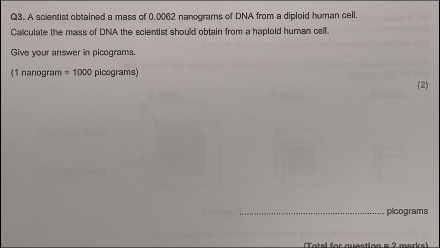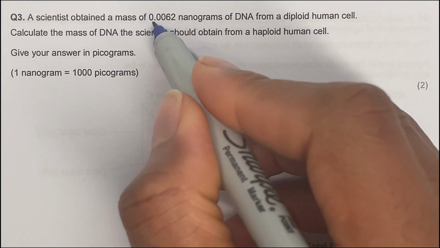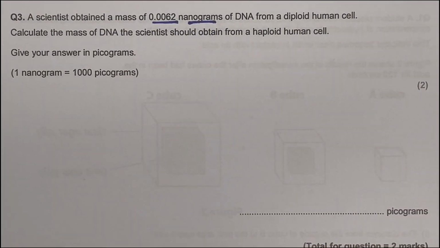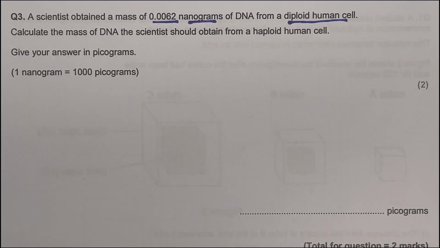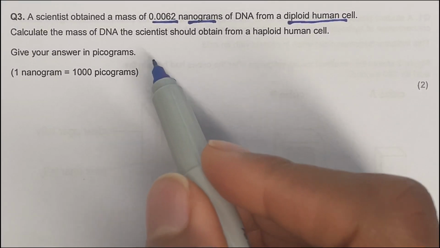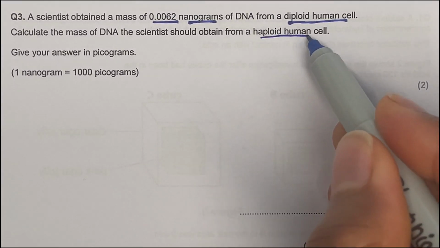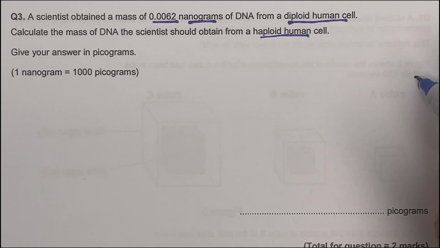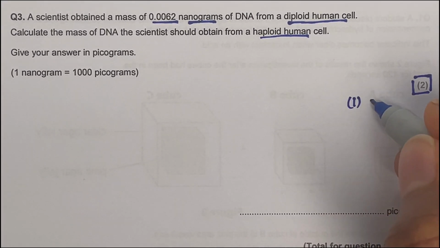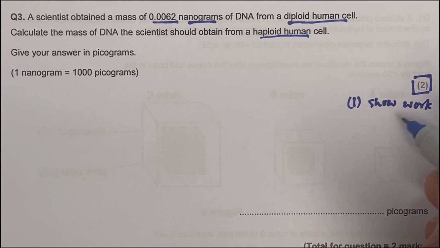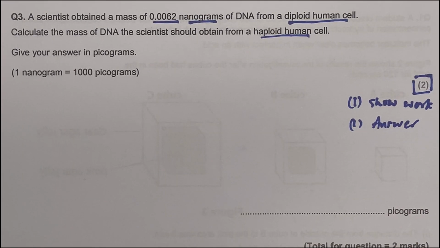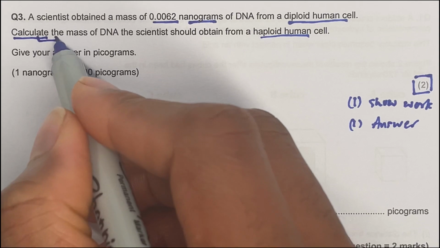A scientist obtained a mass of 0.0062 nanograms of DNA from a diploid human cell. Remember, diploid means 2 sets. Calculate the mass of DNA the scientist should obtain from a haploid human cell. A haploid human cell has 1 set. Now, my first step, the question is 2 marks. So that means 1 mark for showing work, 1 mark for the answer. Okay, my step 2, the command word is calculate. Calculate means use values to find the answer.